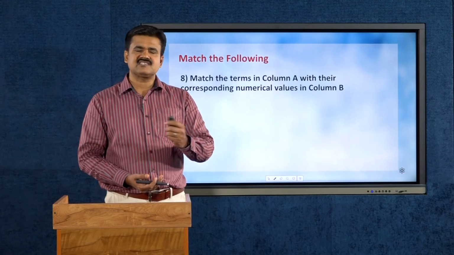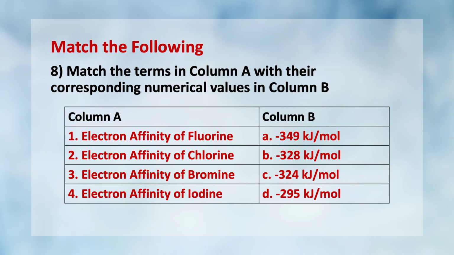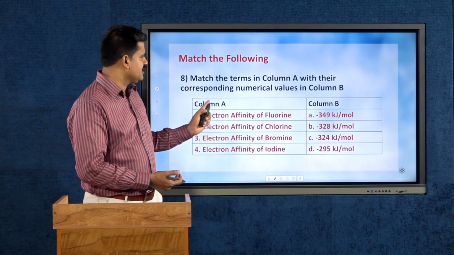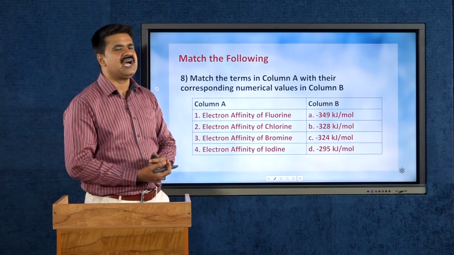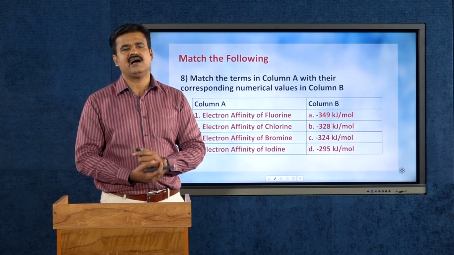And the last question is a match the following type of problem. In the first column, there are electron affinity of some elements, and in column B, there are some numerical values of electron affinity, and you have to make a match between these values. In the first column, electron affinity of fluorine is there, chlorine, bromine and iodine. It is very clear that these all are halogens.